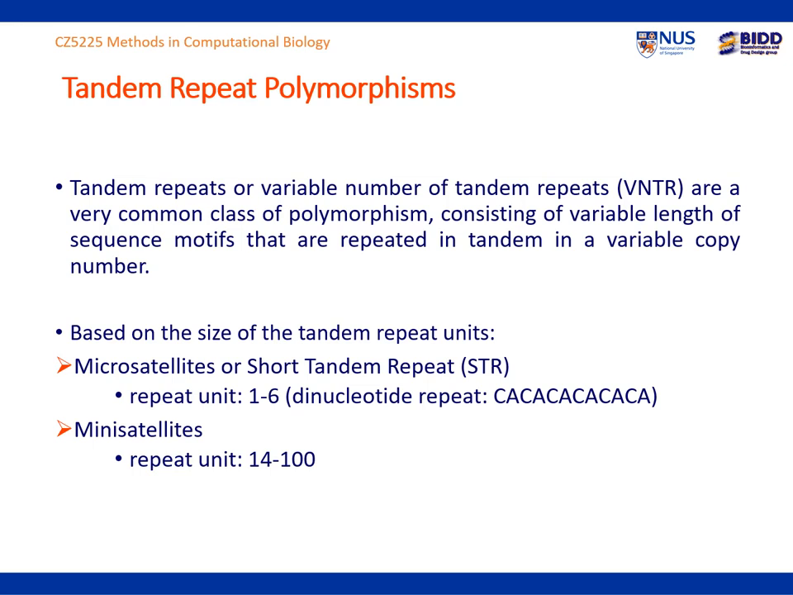So based on the size of the tandem repeat unit, they are called microsatellites or minisatellites. The microsatellites are also called STR, that is short tandem repeats. The size of these repeats is usually from 1 to 6 nucleotides. In this example, you can see that there is a dinucleotide CA, CA, CA. They are repeated multiple times. And in minisatellites, the repeat unit size is large, around 14 to 100 nucleotides.